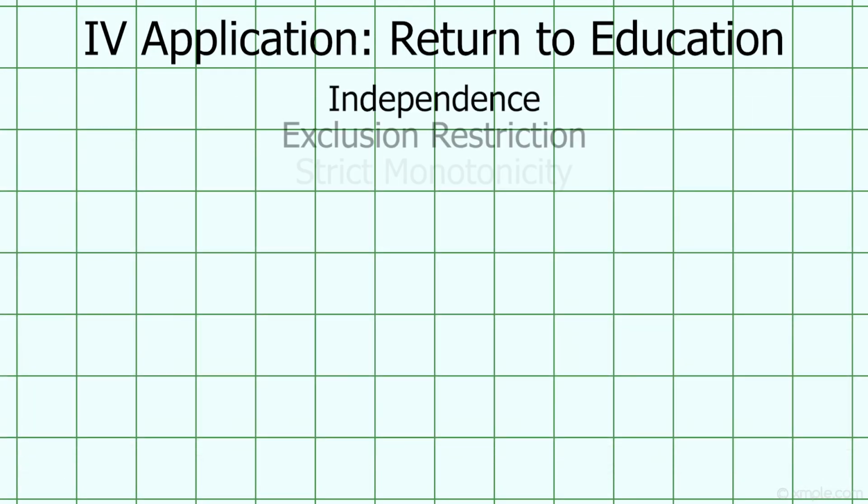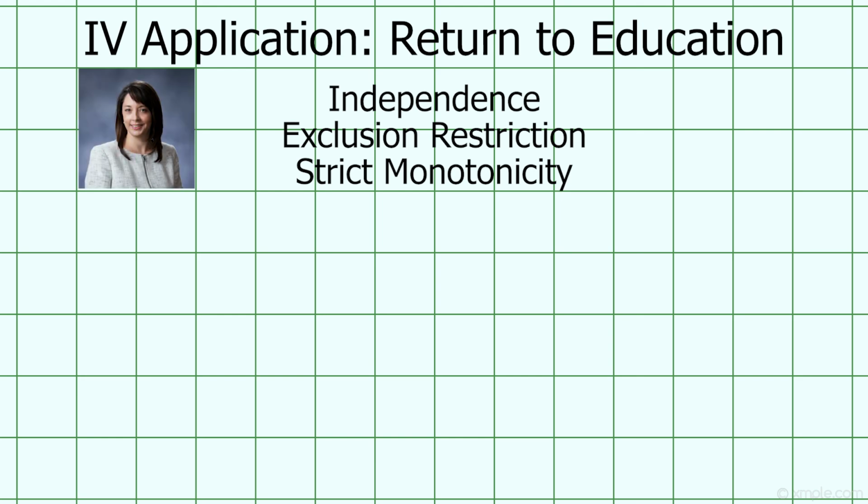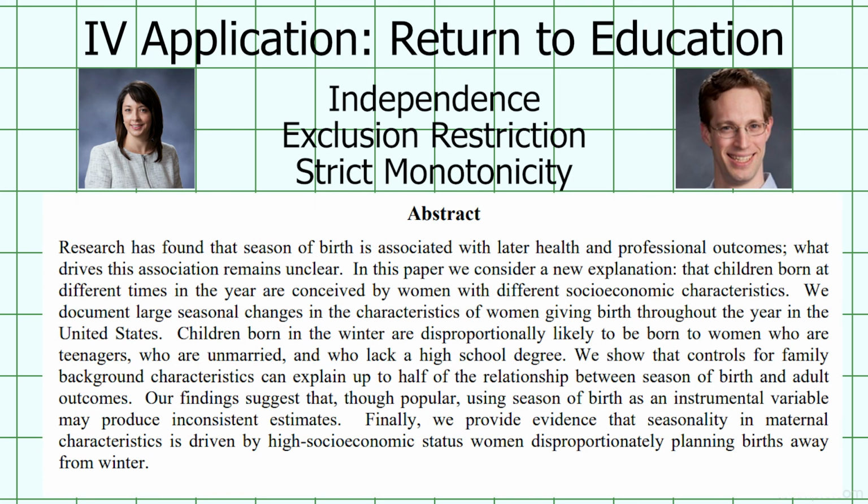Looking at our criteria for a good instrumental variable, are any of the assumptions that are critical to use of instrumental variables being violated? Well, for the exclusion restriction to be satisfied, we need to know that an individual's season of birth doesn't affect earnings in any way other than by reducing their education. After the publication of Angrist and Krueger's research, economists Kasey Buckles and Daniel Hungerman pointed out that higher socioeconomic status women are disproportionately likely to plan their child's birth in the spring, fall, and summer, and avoid having a baby in the winter, causing babies born in the winter to be disproportionately born to teenage, unmarried, and poorly educated mothers.